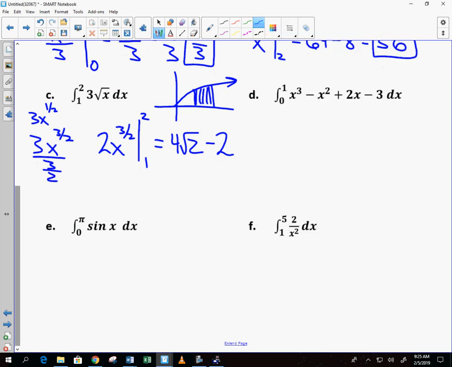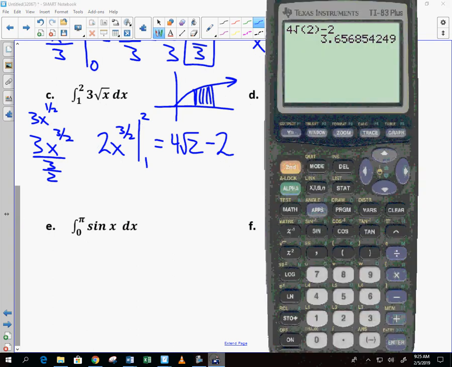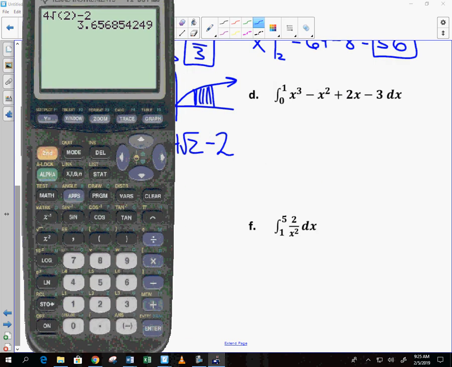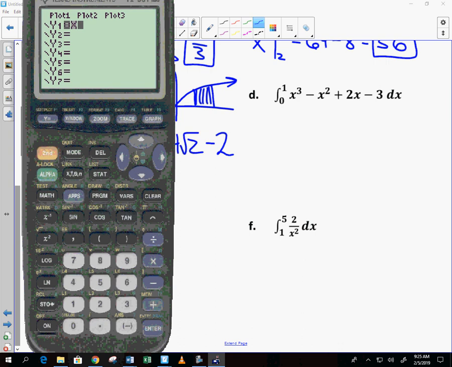Just a couple more examples, and you'll be ready to try this on your own. Oh, no. Look at that. There's a lot of stuff going on there, isn't there? In fact, I'm going to try to get a feel for what the area looks like ahead of time. I'm going to type this into my graph: x cubed minus x squared plus 2x minus 3.